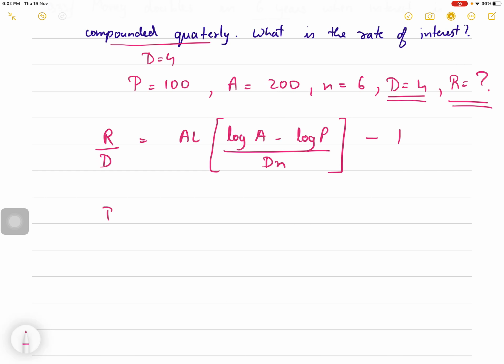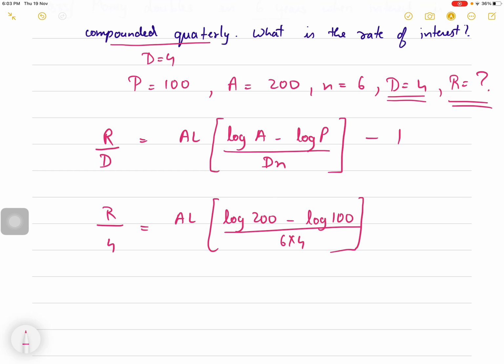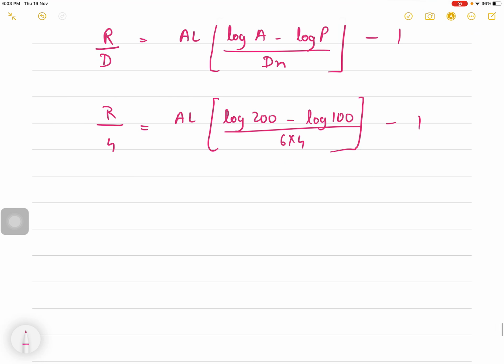Okay? So, R you don't know. Divide by D. D is 4. R by 4 is antilog of log of 200 minus log of 100, divide by N into D. N is 6. 6 into 4. Minus 1. Okay. So R by 4 is antilog; log 200 is 2.3010. Log 100 is 2. Divide by 24, minus 1.